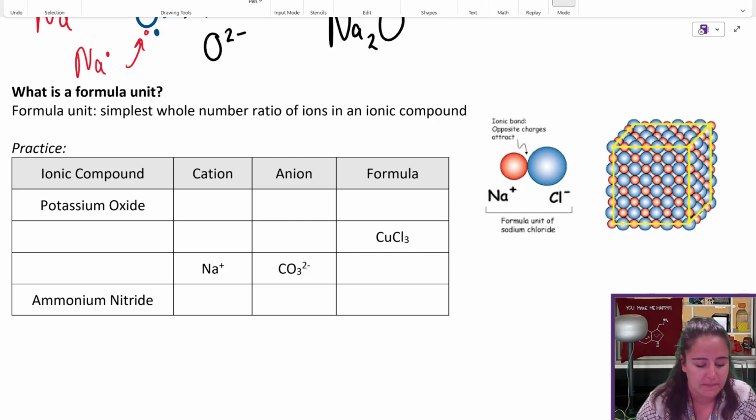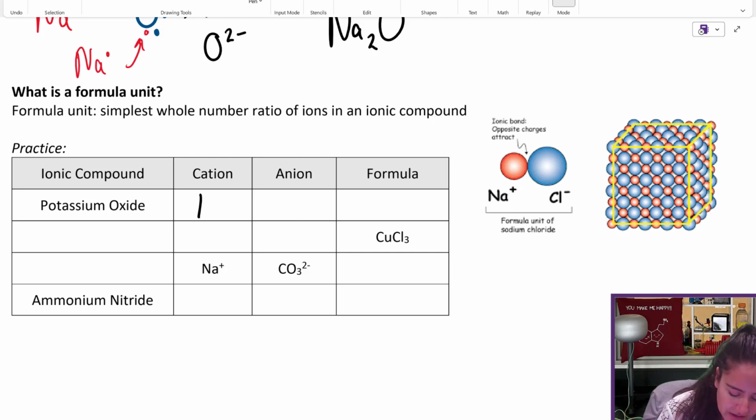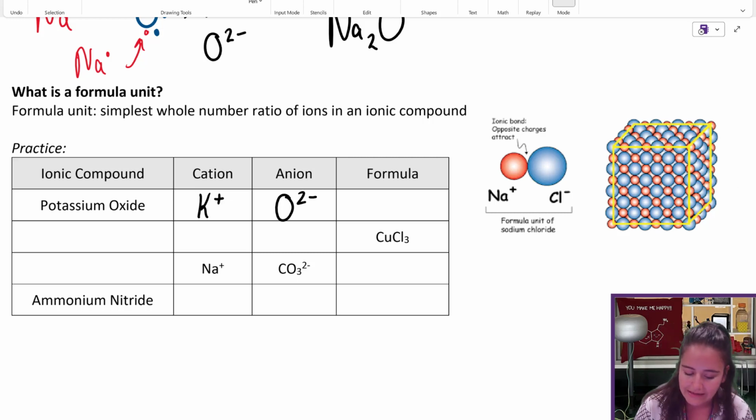So we have potassium. Potassium has 1 valence electron. It's in group 1, so it forms that K+. Oxygen has 6 valence electrons, so it likes to gain 2 and become O2-. So when they get together, we need to balance out those charges. So the formula is K2O.